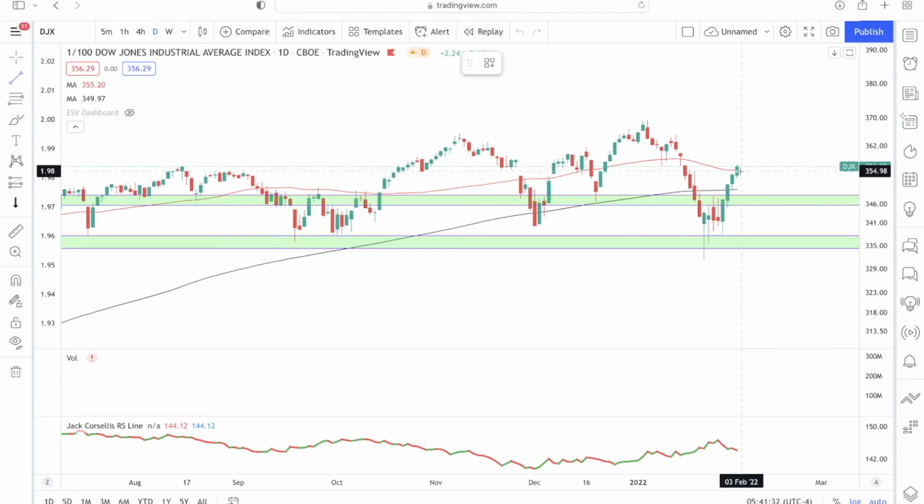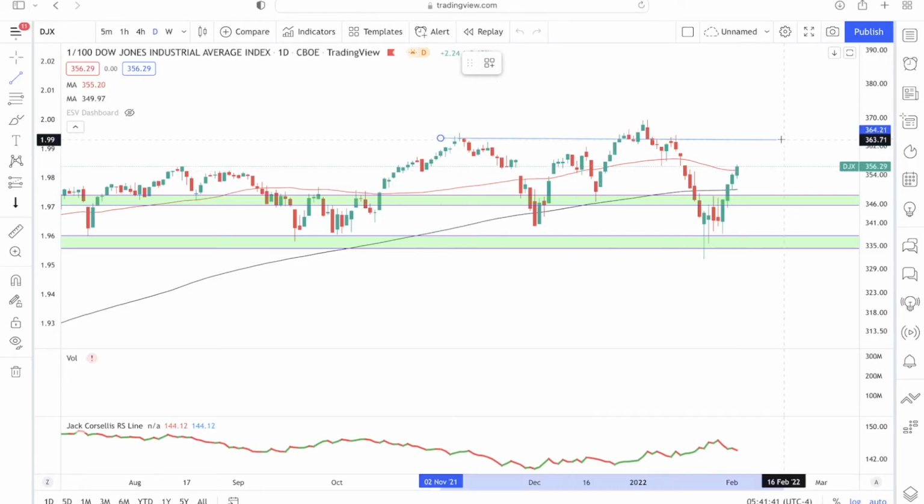And now that the Dow Jones is above the 50-day moving average, the next area of resistance that I'll be taking a look at is this price level of around 364. You can draw a resistance line across, and you can see that at this price level, the Dow Jones has encountered resistance previously at this point over here and this point over here. So now that the Dow Jones has moved above the 50-day moving average and closed above it, the next area of resistance would be this price level of around 364.